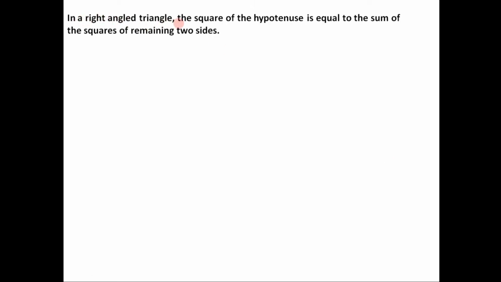In a right angle triangle, the square of the hypotenuse is equal to the sum of the squares of the remaining two sides. So as we know, this is the Pythagoras theorem. To prove this we need a diagram. So let us have triangle ABC, which is a right angle triangle given.